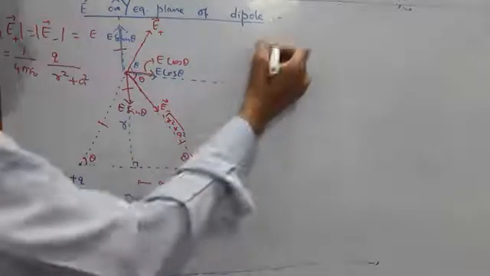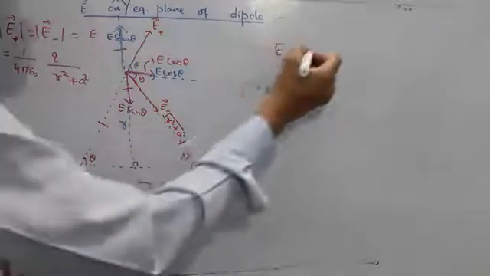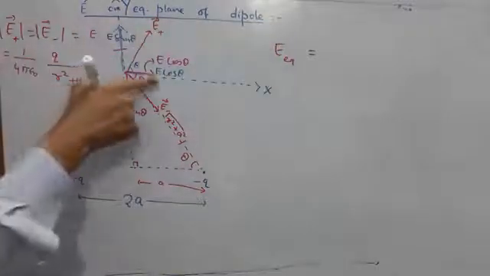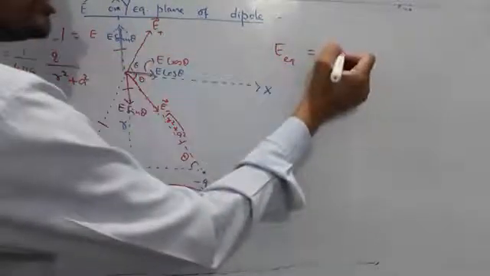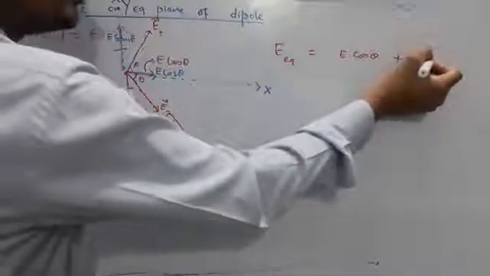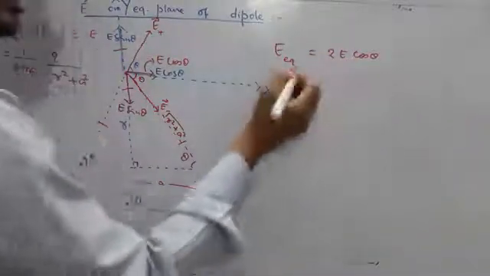Therefore the net electric field E on the equatorial line, its magnitude, will be how much? I am not putting the vector sign. It will be E cos theta plus E cos theta, so we will get twice E cos theta.